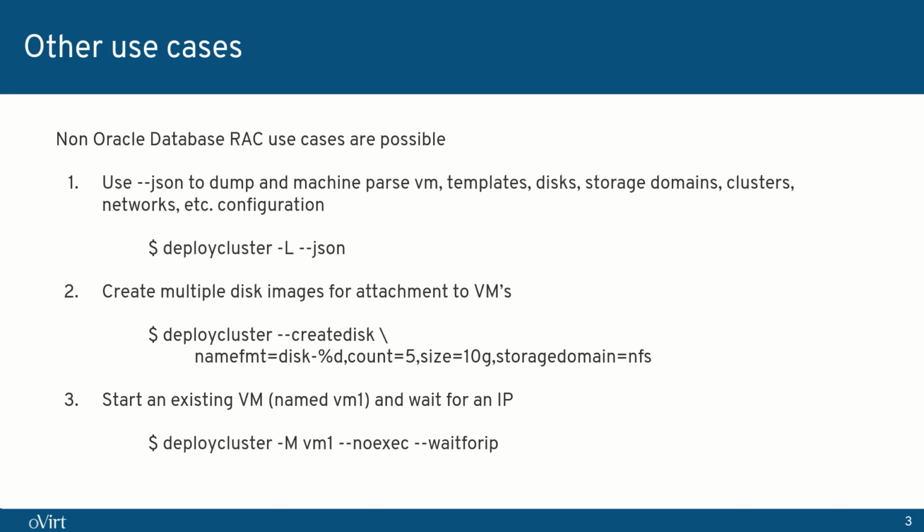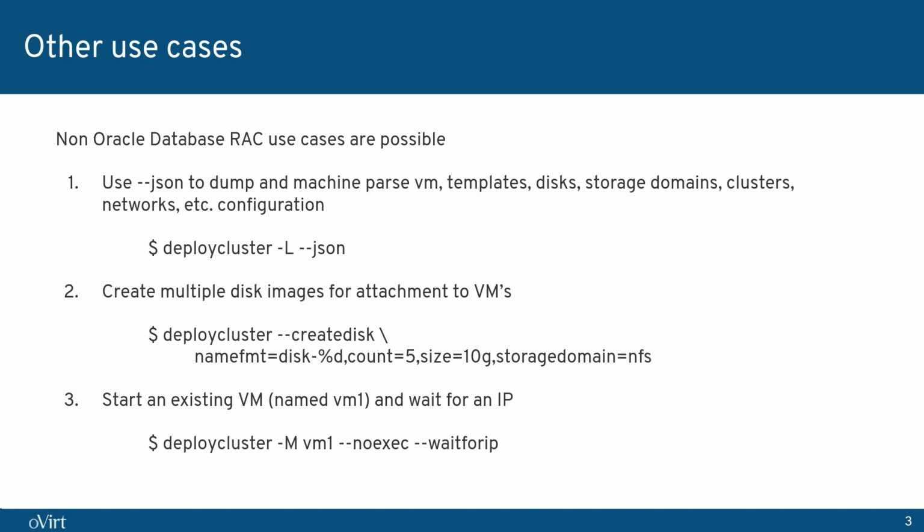So the second one is maybe you want to create multiple disk images and you want to use them for different use cases. Maybe it's for swap or for whatever. You can create disks and attach them to your VMs. So this is the second example. Here you create a disk and you're using the name format, where %d is the standard Unix, or rather C printf format. So the %d basically is a counter that goes from 0 upwards, and here it'll create disk-0, disk-1, disk-2 until 4, which is basically a count of 5, sized 10 gigs, and create on the storage domain called NFS. All right. So this will create 5 disks for you in one single command. It doesn't attach them to anything, but you can attach them in another command.